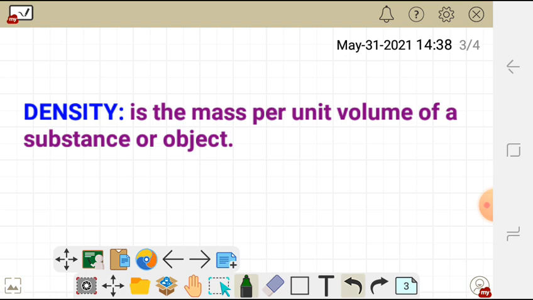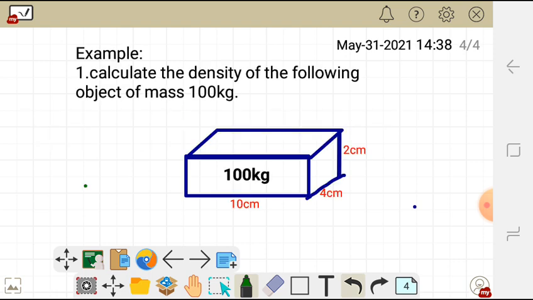Let's have an example to see how we can calculate or solve problems involving density. The example says: calculate the density of the following object of mass 100 kg. The object is here, and we need to calculate its density. But before that, let's look at what we have been given. So we are going to say data.